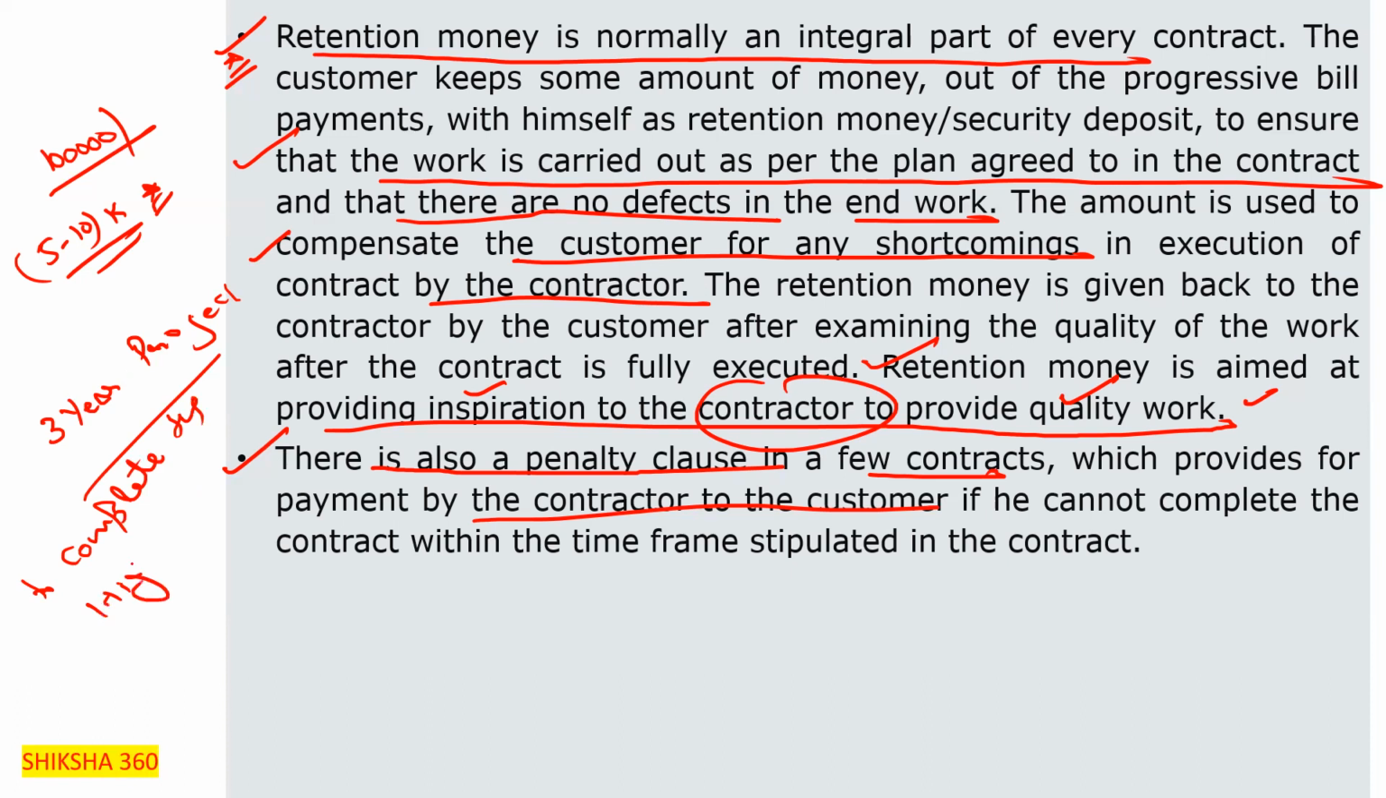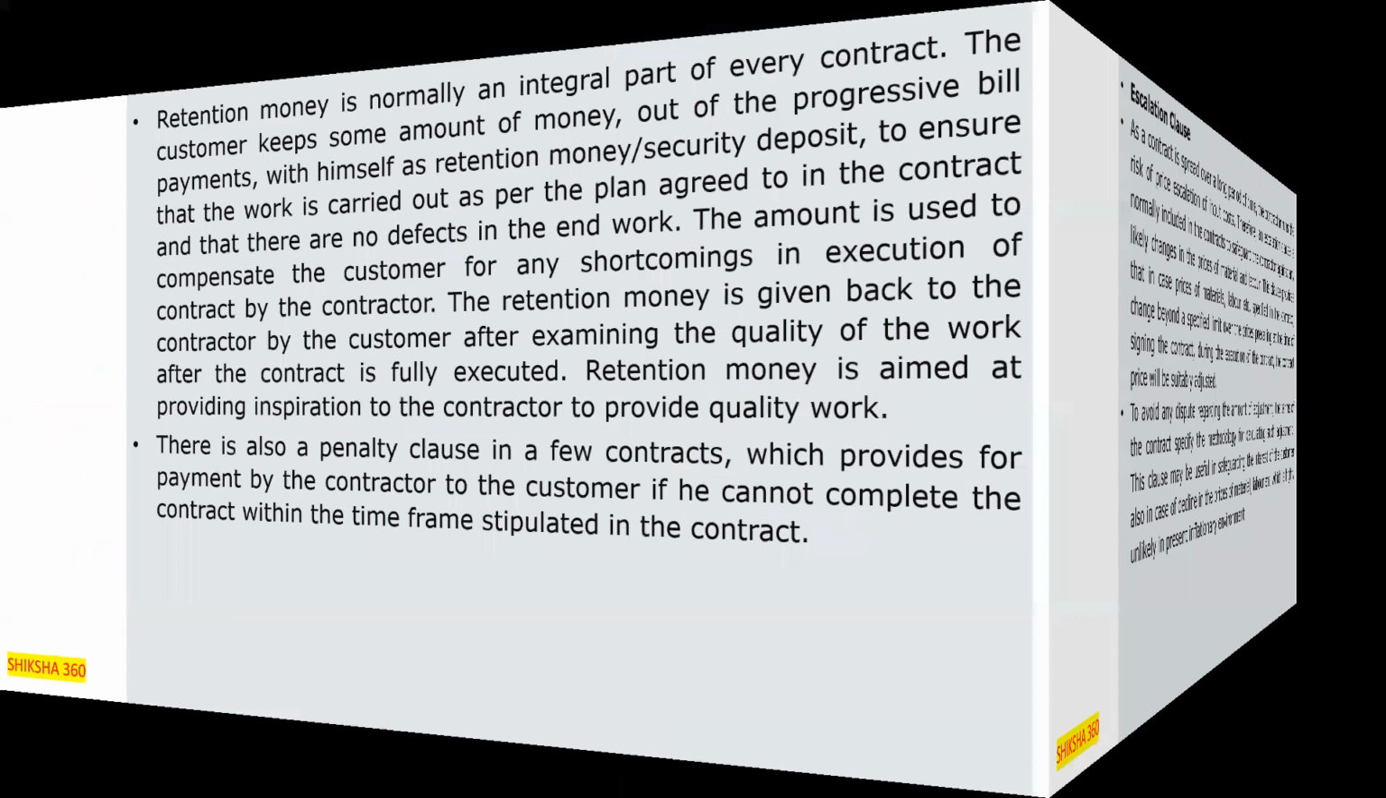If the time taken by the team to complete the project is more than 3 years, after considering all the conditions working properly, then they have to pay the penalty. There is also a penalty clause in a few contracts which provides for payment by the contractor to the customer if he cannot complete the contract within the time frame stipulated in the contract. So the contractor has to pay the penalty here.